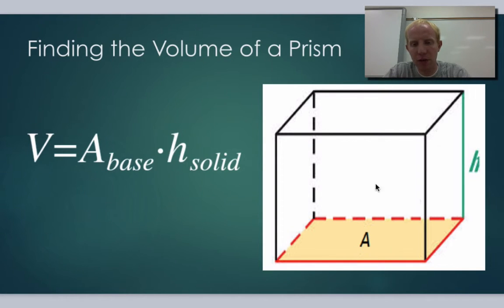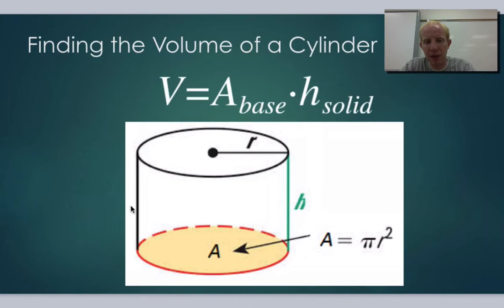So if I'm trying to find the volume of this prism, I just take the area of this base that we know from the coordinate plane, and then multiply it by the height of the prism. This works out really nice because it's the exact same thing for cylinders. It's still the area of the base times the height of the solid, so you just find the area of the circle using pi r squared, and then multiply by the height of that solid.